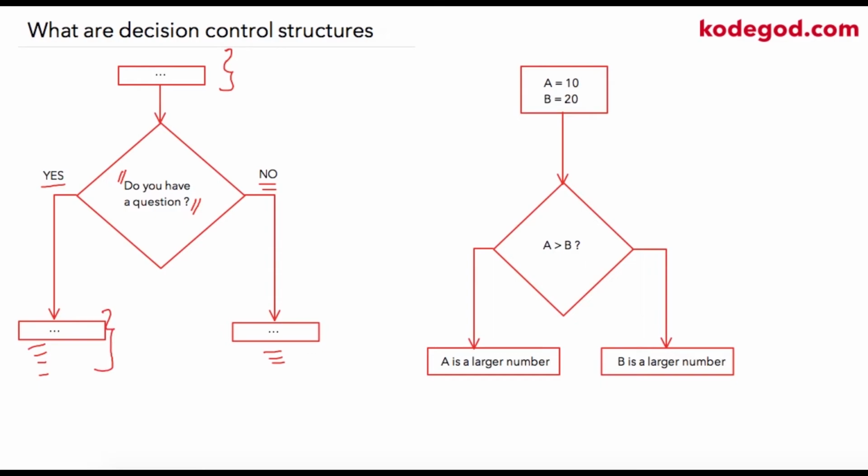Let us take another example. Suppose I have initialized two variables a and b, 10 and 20, and I'm going to check whether a is greater than b. Now this is my condition. This condition can be either true or false. If the condition is false, we can print b is the larger number, and if the condition is true, we can print a is the larger number.